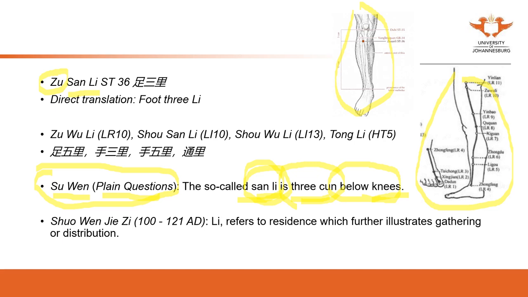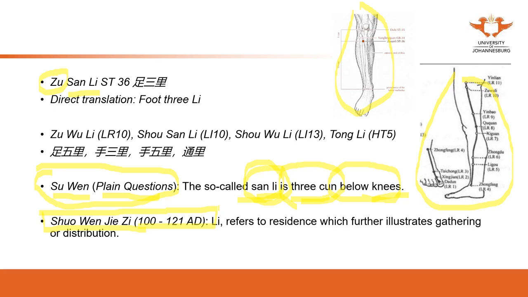Another literature is the Shuo Wen Jie Zi. This book is a very important literature. Actually, this is a dictionary of characters, the explanation of individual characters. This book was written between 100 and 121 AD, so it is very close to the Huangdi Neijing.